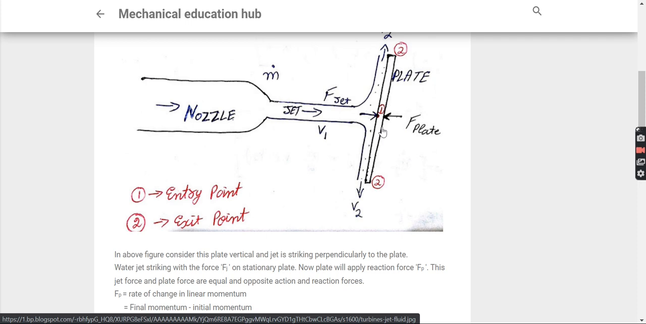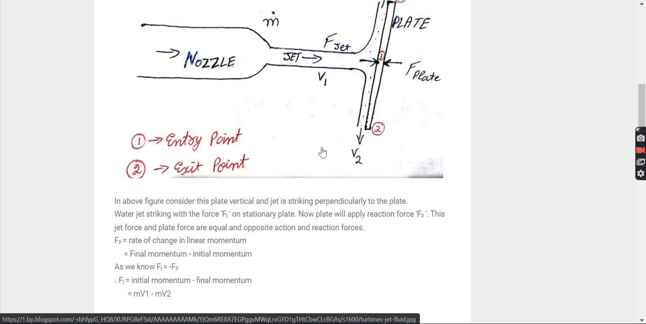So if we study about forces here, then Fj is the force applied by water jet, and F plate is the force on the body on which force is applied. So Fp is basically rate of change in linear momentum of plate, which is equal to final momentum minus initial momentum. As we know, these both forces Fj and Fp are equal but opposite in nature. Then we can also write it as Fj is equal to negative of Fp.